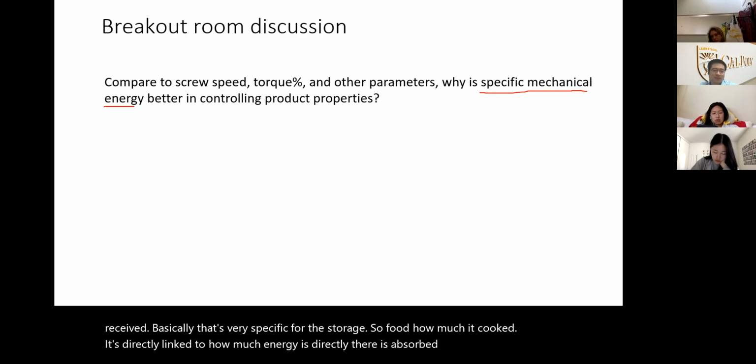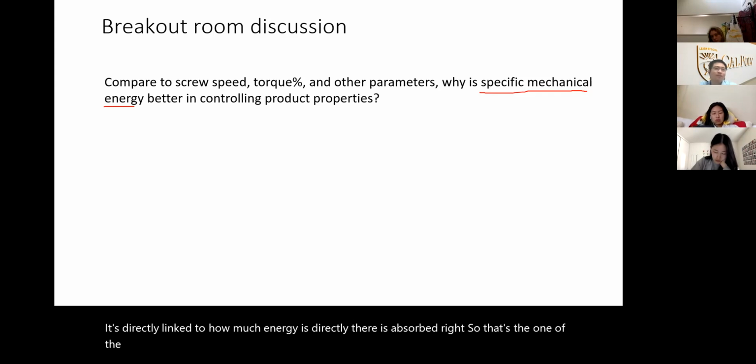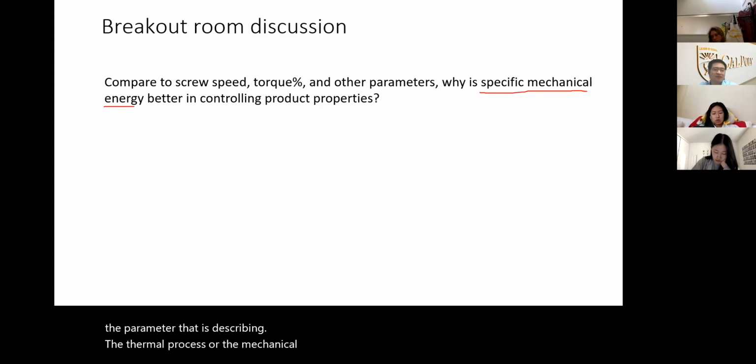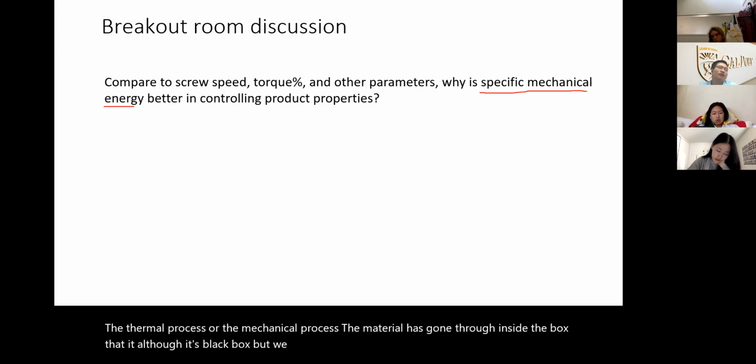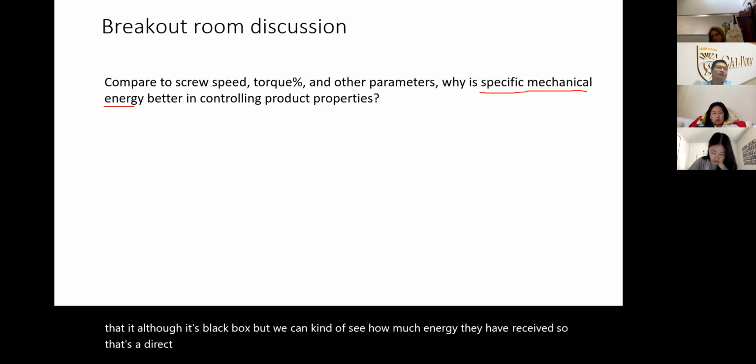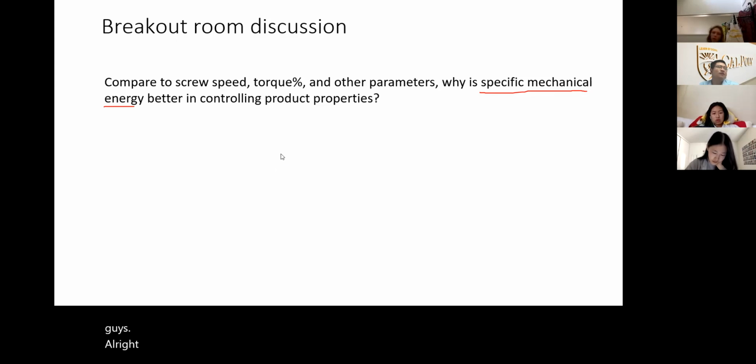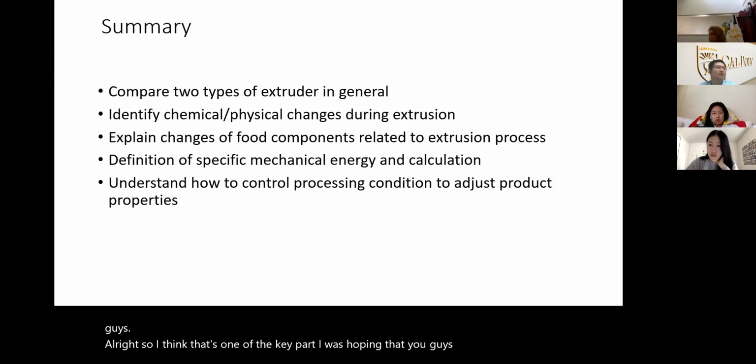So that's one of the parameters that describes the thermal or mechanical process the material has gone through inside the box, right? Although it's a black box, we can see how much energy they have received. So that's a direct way that we can link it to the final product properties. So good job, guys. I think that's one of the key parts I was hoping you guys could get after the class, which is great.